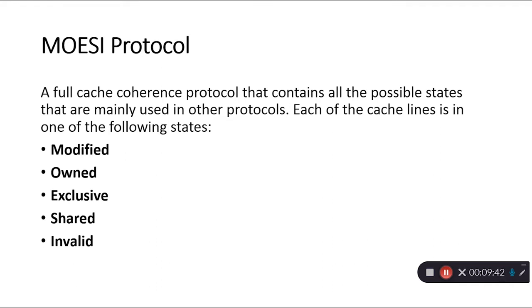Invalid. The cache line in this state does not contain a valid copy of data. The valid copy of data could be either in the main memory or in another cache line.